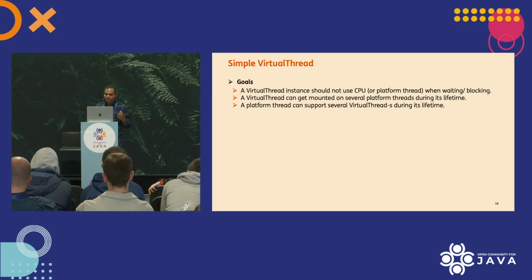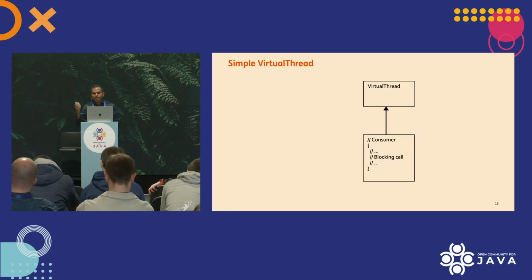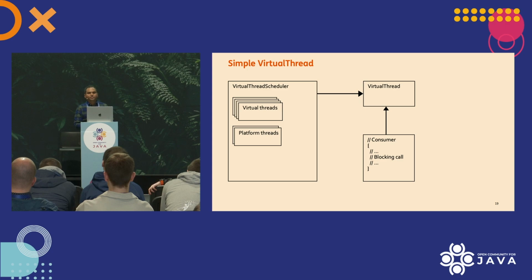Okay, how are we going to do that? We will start with a virtual thread class first. So we'll implement a virtual thread class. Then we will implement a consumer, which will basically use the virtual thread. It will create a bunch of virtual threads, and will also have some blocking calls. And we will implement a virtual thread scheduler, which will have a bunch of virtual threads in it and a bunch of platform threads, and it will schedule these virtual threads onto these platform threads. So this is exactly how we are going to implement this. And this looks like a pretty logical design. So let's get started with the implementation.